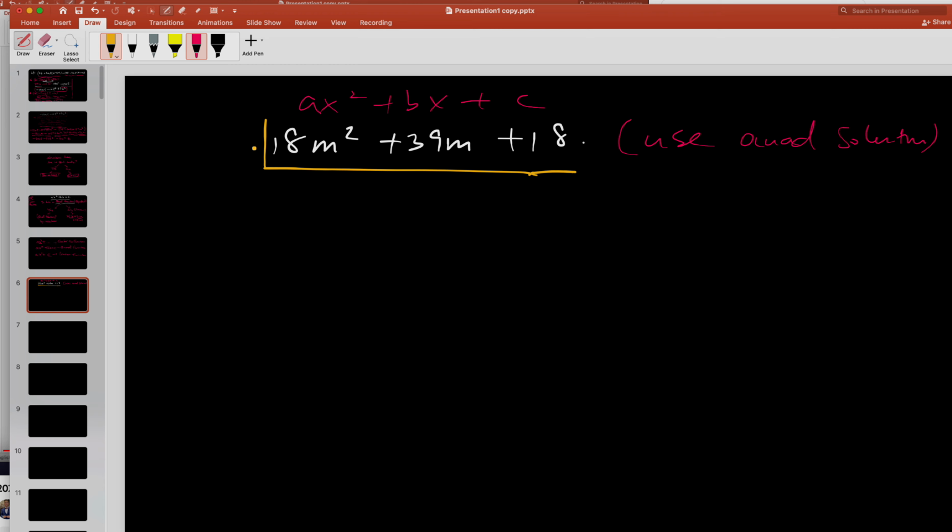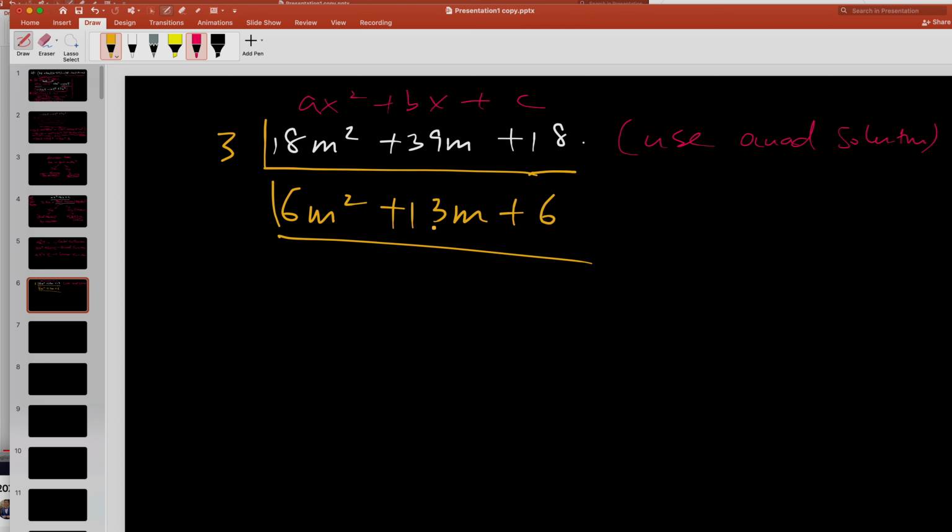Some quadratics cannot use this HCF because the quadratic function is already in the simplest form. This one is not the simplest form. Let me show you. Can you take out a 3? 6m squared, 13m. Yeah, you can take out a 3. So therefore, do you ask yourself, can you take out a 2? Cannot, because 13 cannot divide by 2. Can you take out a 3 again? Cannot. Can you take out 6 again? Cannot. So therefore, this is the simplest. That means there's no way you can simplify this further.